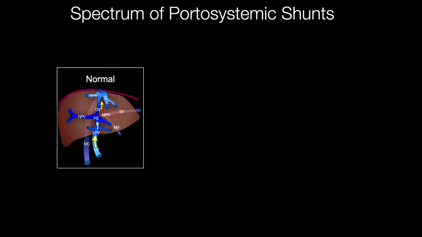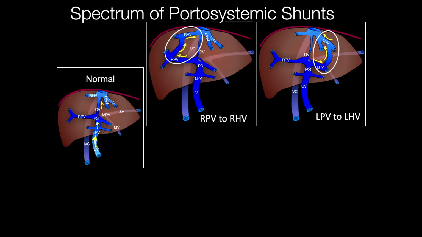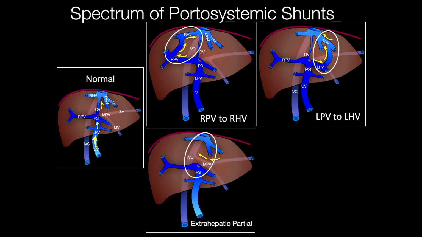So here's the normal anatomy that I've shown you earlier. So what do you see here? You see a direct connection between the left portal venous system and the left hepatic vein. So this is the left portal vein to left hepatic vein portosystemic shunt, right? This is a right portal vein to the right hepatic vein. Now this is an extrahepatic shunt that is partial, meaning there is some communication between the main portal venous system and the IVC, as you see here, but you still have some circulation.